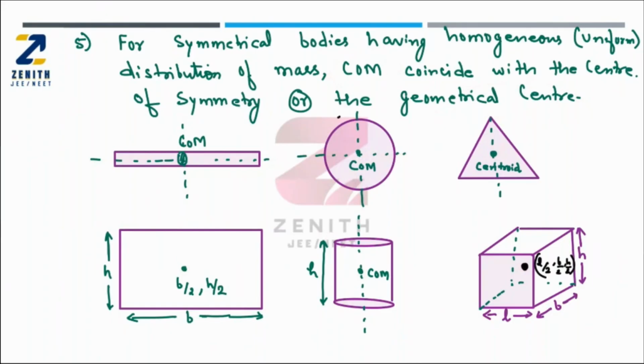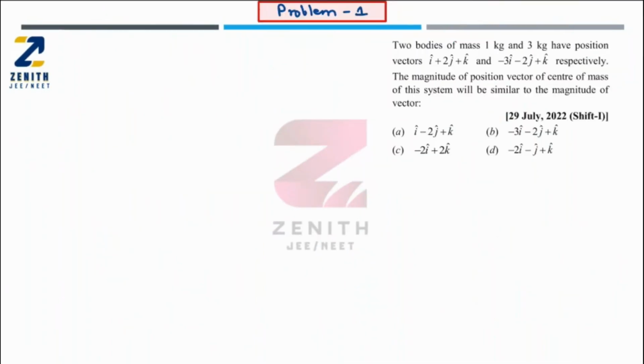Now I will discuss some of the problems which were asked in the JEE exam. Two bodies of mass 1 kg and 3 kg having position vectors they have given. That means two masses are there.